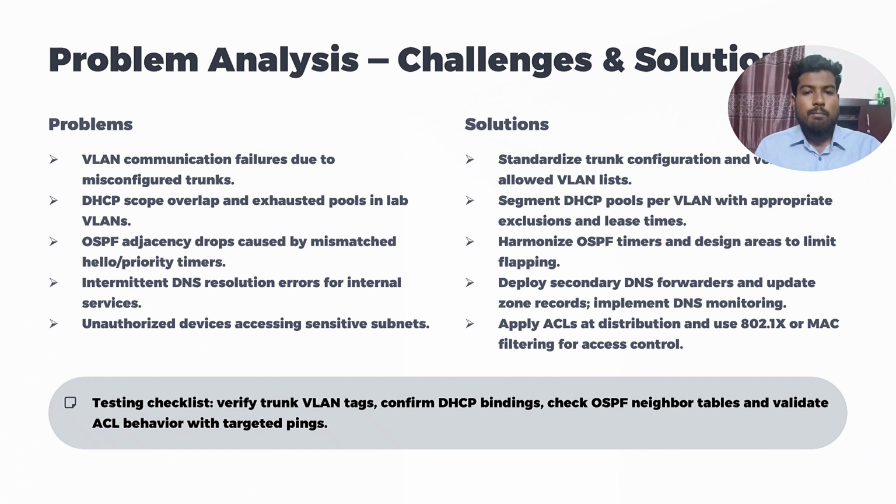During implementation, we encountered several challenges. One issue involved communication failures between VLANs due to configuration errors. There were also DHCP-related problems involving address allocation. OSPF neighbor relationships occasionally failed because of incorrect settings. DNS resolution issues were also identified during testing. These problems were solved through troubleshooting, configuration verification, and proper network planning. Security concerns were addressed using access control lists to restrict unauthorized access.